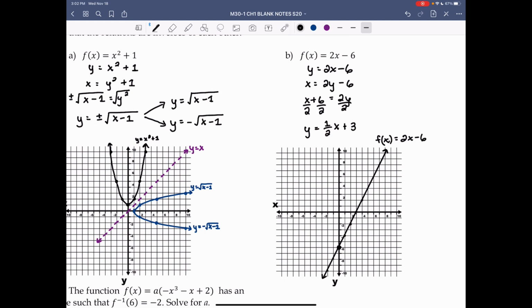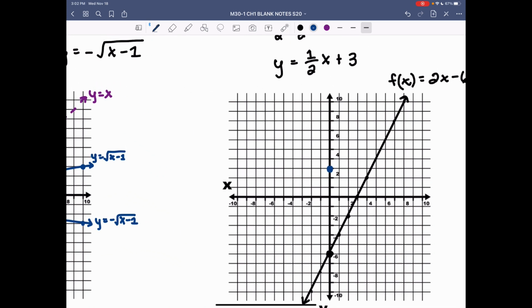Then we can graph the inverse, which is 1/2 x plus 3. That means a y-intercept of 3, and then a slope of 1 over 2, so positive 1 over 2: up 1, right 2, up 1, right 2, and so on, or down 1, left 2, down 1, left 2, and so on. Join those points with a line.